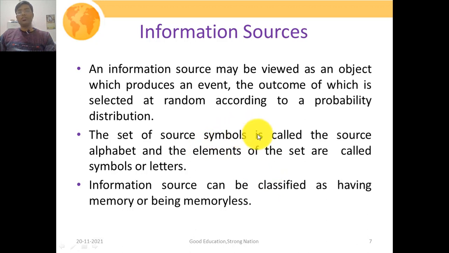A set of source symbols is called the source alphabet, and the elements of the set are called symbols or letters. Information sources can be classified as having memory or being memoryless. If our information source has memory, it means the currently generated symbol depends upon previously generated symbols. And if it is memoryless, the currently generated symbol doesn't have any relation with the past generated symbols. Fine.